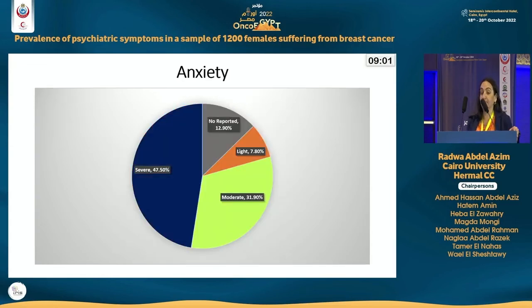Anxiety. Severe anxiety in almost 50% again of the cases. Severe anxiety, that means she's frightened, fearful, she's not able to concentrate, she has issues dealing with everyday life. Only 12% did not report anxiety, and moderate anxiety in 30%.